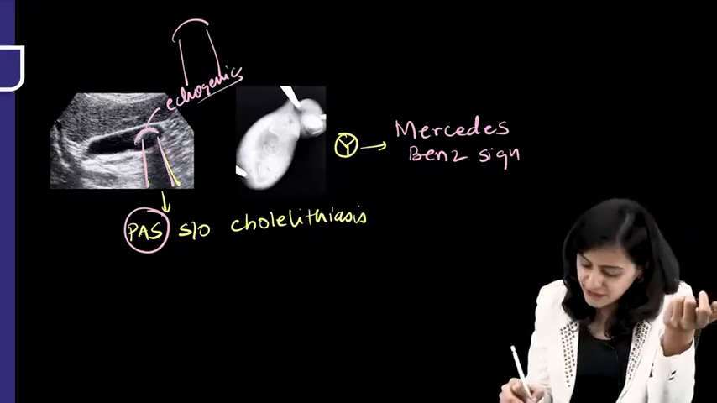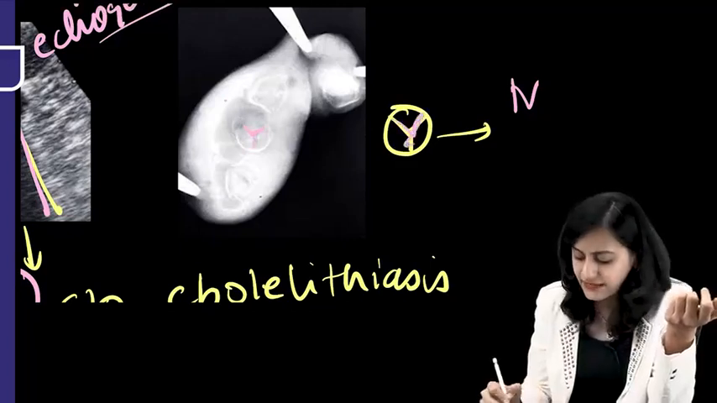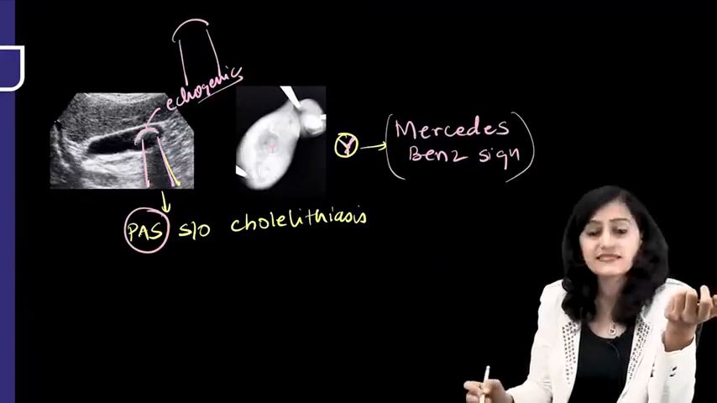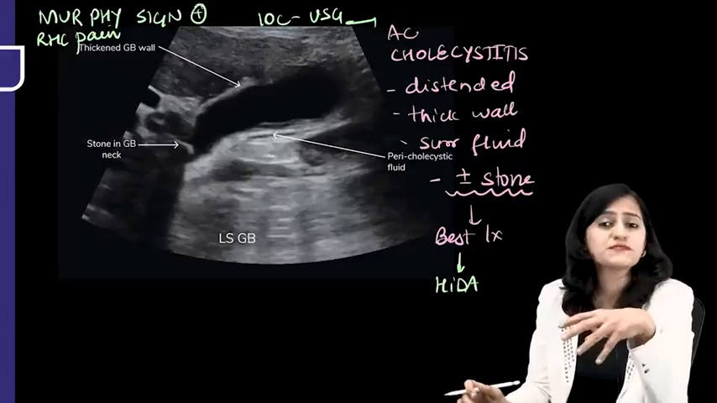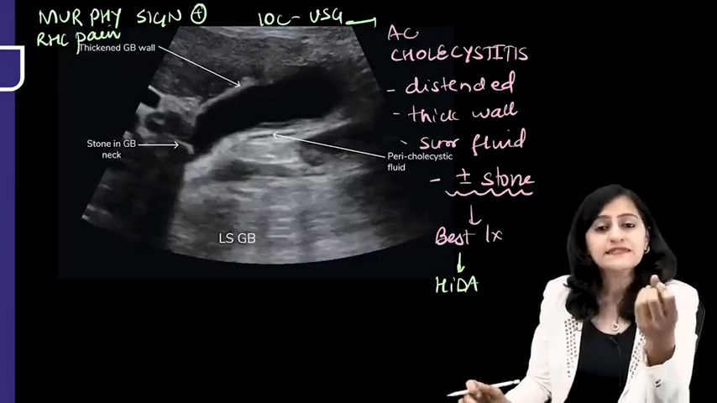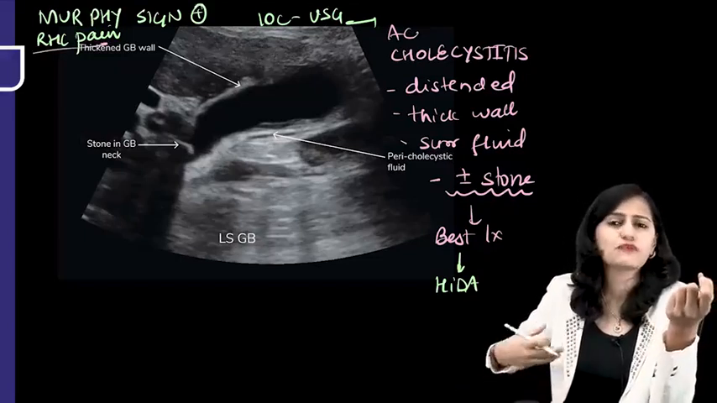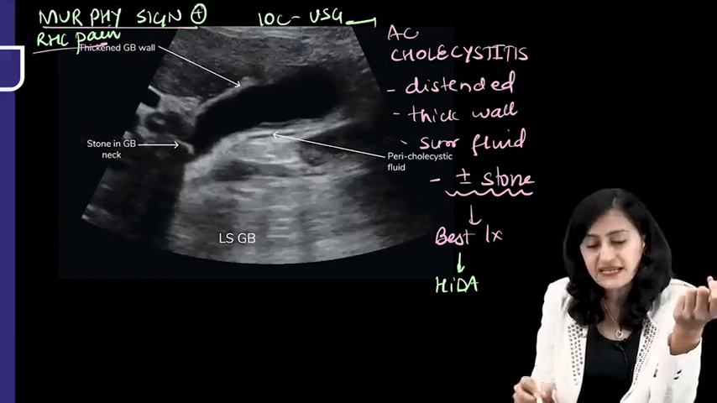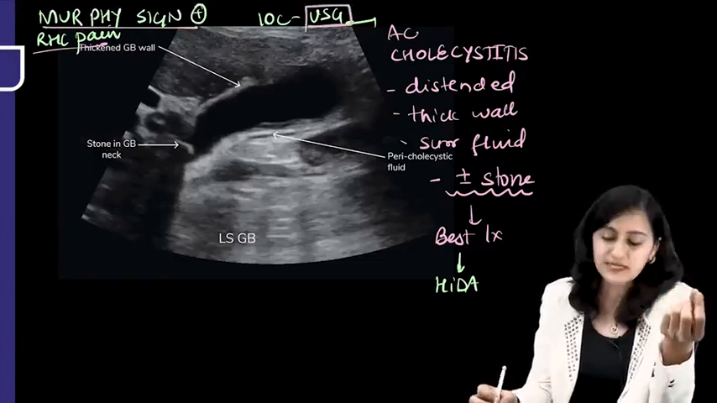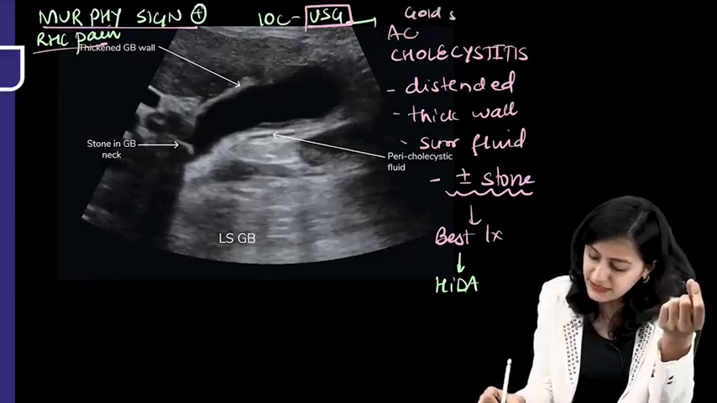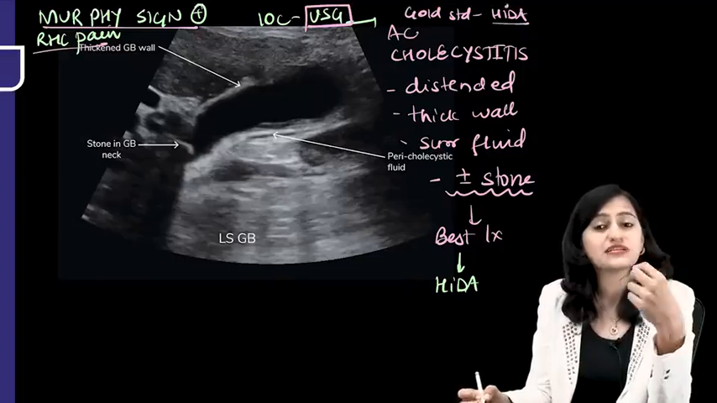On a radiograph, we might see a stone containing triradiate air, called the Mercedes-Benz sign. Now, these stones can predispose to cholecystitis. A patient with acute cholecystitis has right hypochondriac pain, vomiting, and a positive Murphy sign. The investigation of choice is ultrasound, but the gold standard investigation is the HIDA scan.